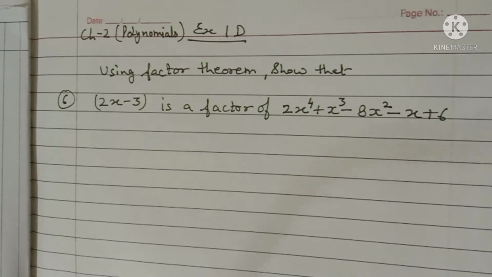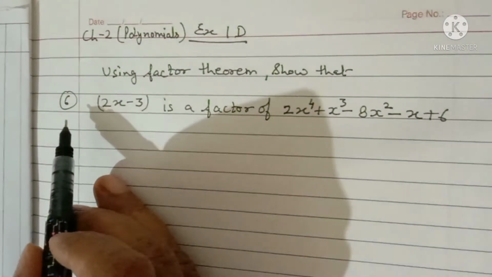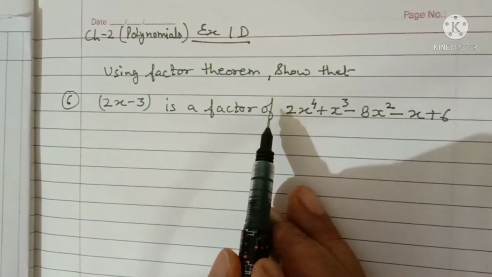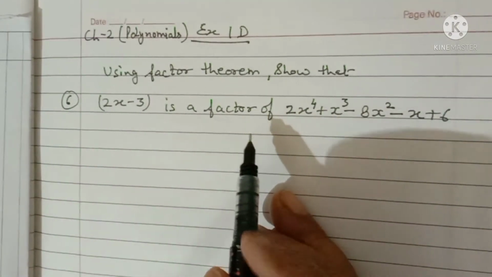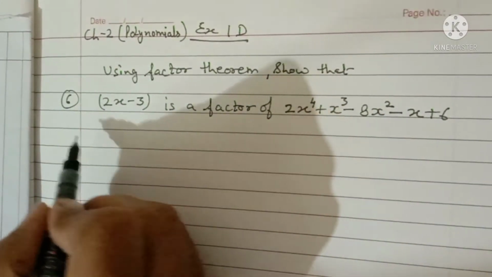Hello, this is chapter 2, Polynomials, Exercise 1, the remaining part. In question number 6, as I told you, it was wrong, but it is correct when I matched it from the new edition. So I am solving it here.